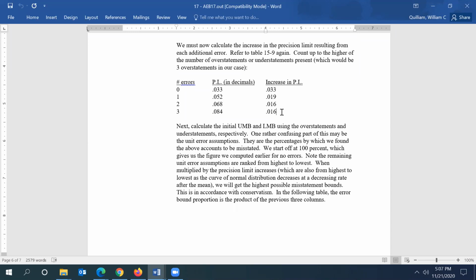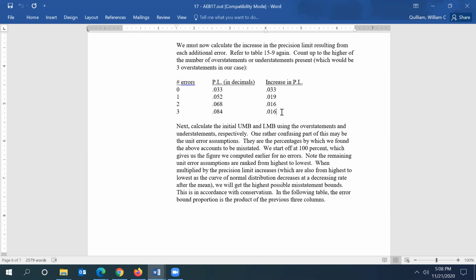Next, we'll calculate the upper misstatement bound and lower misstatement bound using the overstatements and understatements respectively. We'll see that one rather confusing part of this may be the unit error assumptions. I will show you these. These are the percentages by which we found the above accounts to be misstated. We start off at 100% by convention, which is given in the figure we computed earlier for no errors.